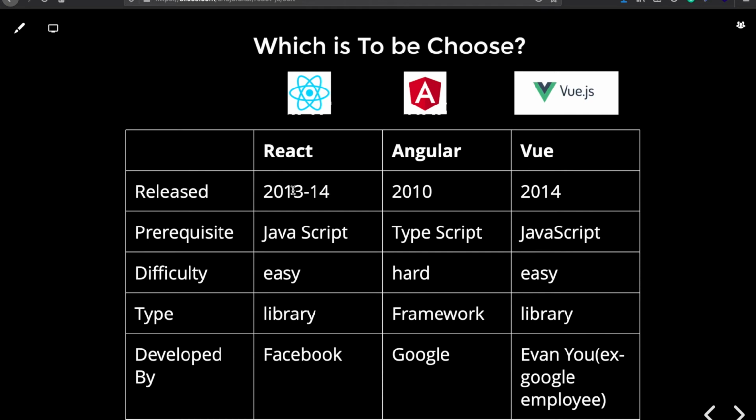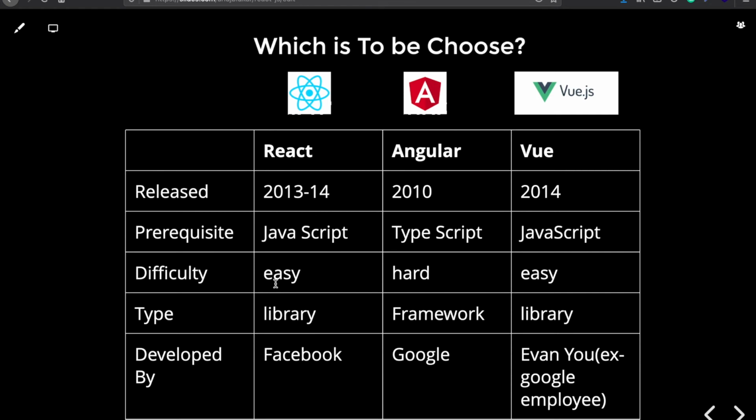React.js was released around 2013-14, Angular was released around 2010, Vue.js was released around 2014. Prerequisite: if you want to start learning React.js, then you should know basic JavaScript. If you want to start learning Angular, then you should know TypeScript. Yes, TypeScript is a kind of programming language. Angular uses TypeScript for its purposes. Then for Vue.js you should know JavaScript.